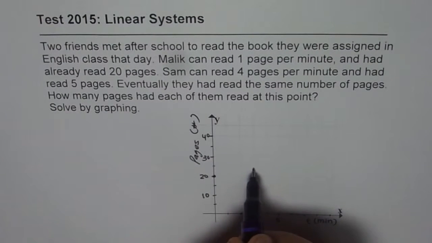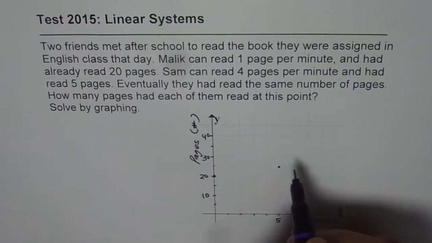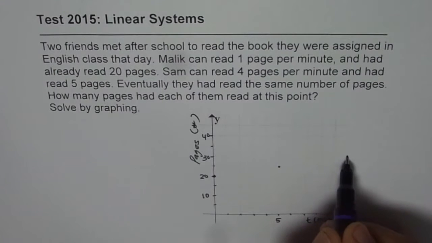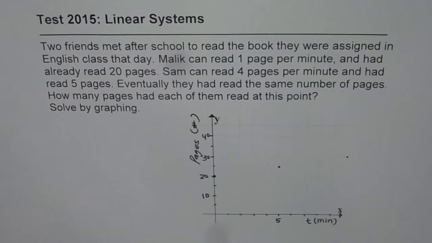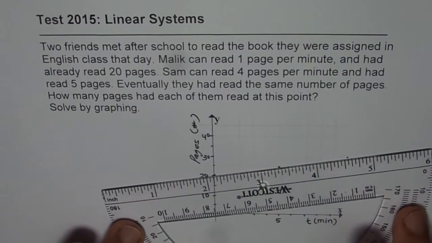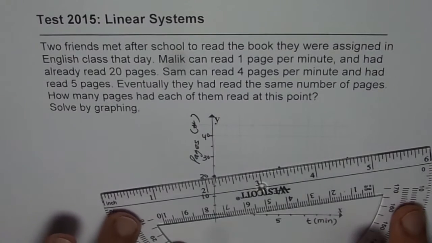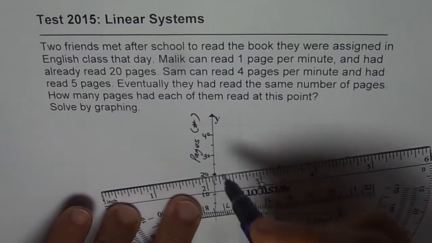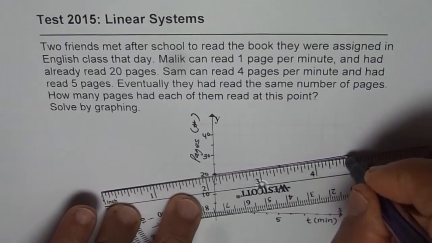So 1, 2, 3, 4, 5. So we get a point. So next 5 pages, 1, 2, 3, 4, 5. Right. So that means we have 2 points. Rather, 3 points. We can connect them and draw a line. This linear function represents the pages read by Malik.